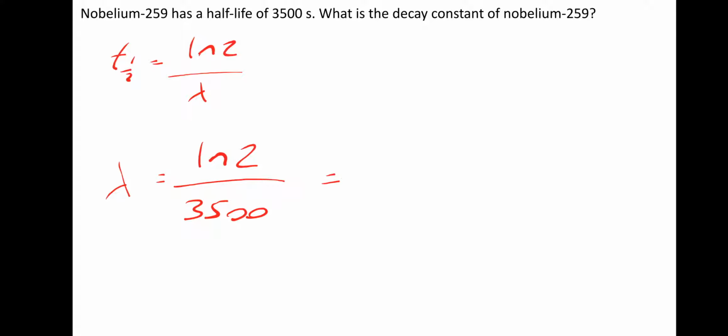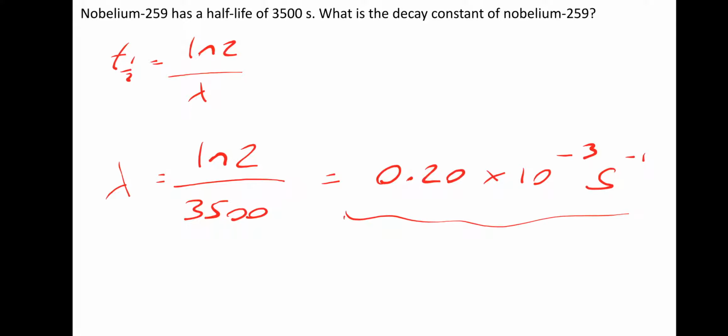So that gives the decay constant equal to 0.2 times 10 to the minus 3 disintegrations per second. Very straightforward example. Let's do a bit more information.